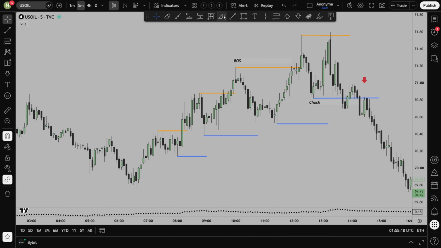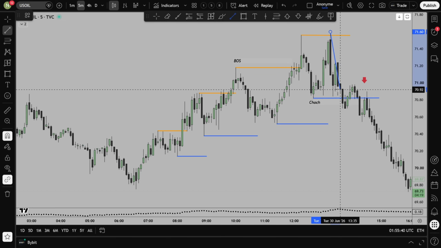Great. So you enter in an area of interest. Like we said, it could be an order block, it could be volume profile, it could be anything. We can see some examples. It could be internal market structure, which we are seeing here.